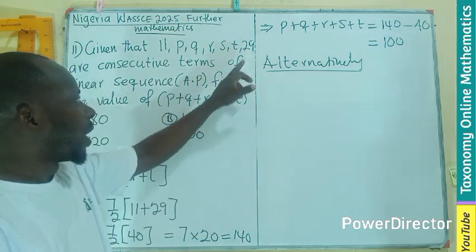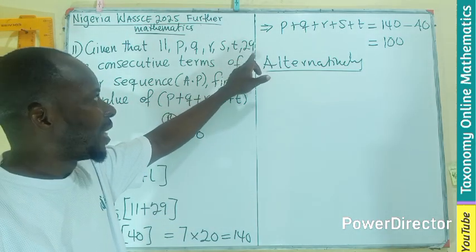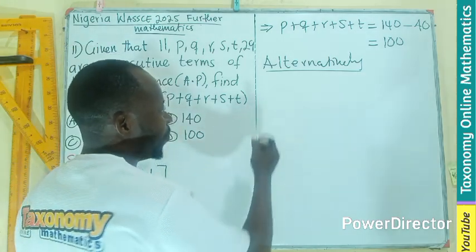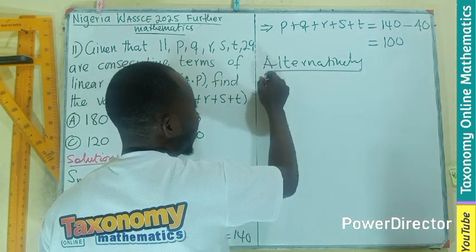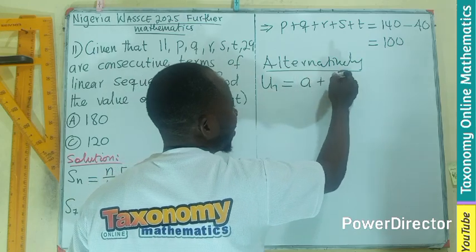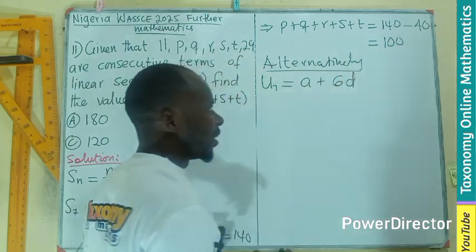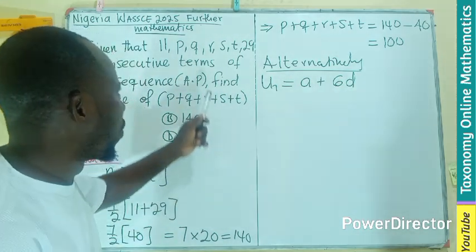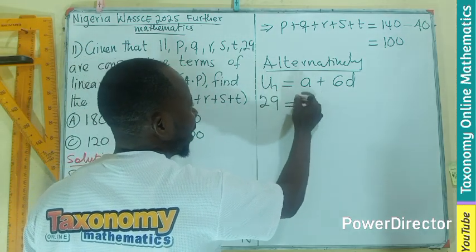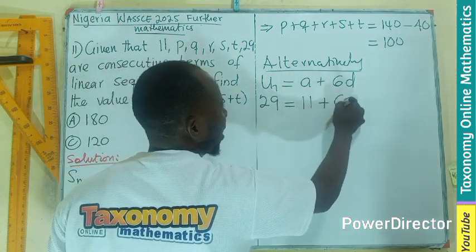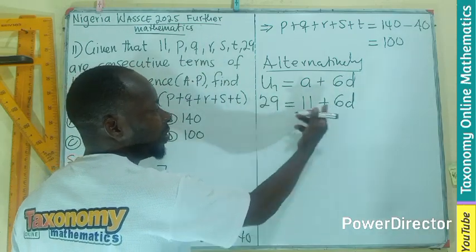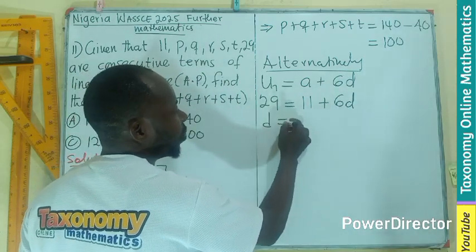So how do we do it? We know the last term, which is the seventh term. So we can pick the seventh term, U7 equals a plus 6d. That is the seventh term, and we already know what the seventh term is. That is 29. So 29 equals 11 plus 6d. Let's bring this one here to be 18. Divide that, and that will give us 3.